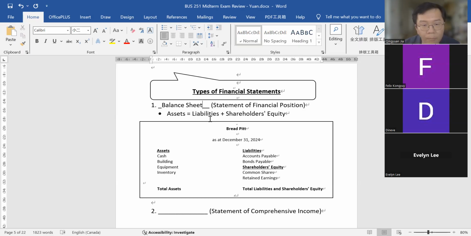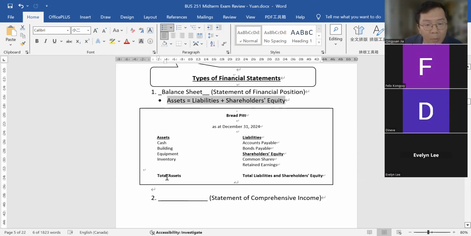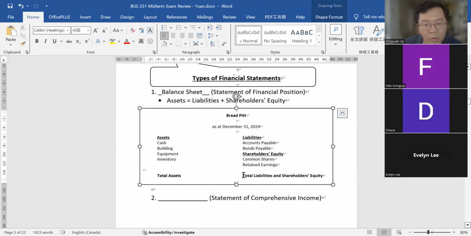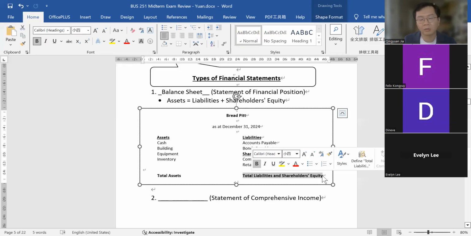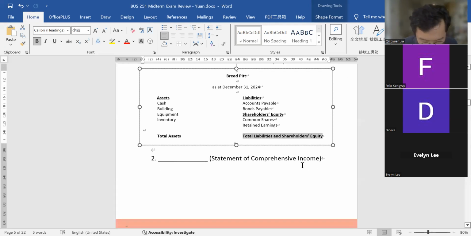And also, please make sure that this equation makes sense when you create your own balance sheet. Please make sure that the total assets equal the total liability and shareholders' equity. So the left side has to be equal to the right side. Otherwise, you are making some mistakes.